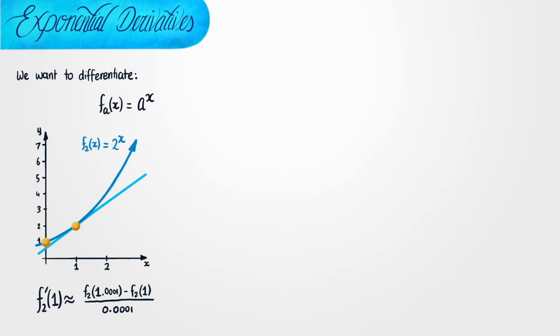So to get our approximation, let's just replace f2 of 1.0001 with 2 to the power of x, where x is 1.0001. So because f2 of 1.0001 is just 2 to the power of 1.0001, we can go ahead and replace it. And then by the same logic, f2 of 1 is going to just be the same thing as 2 to the power of 1. But 2 to the power of 1 is just 2, so I'm going to replace this whole thing with 2.